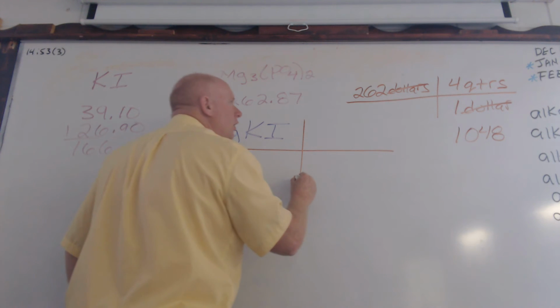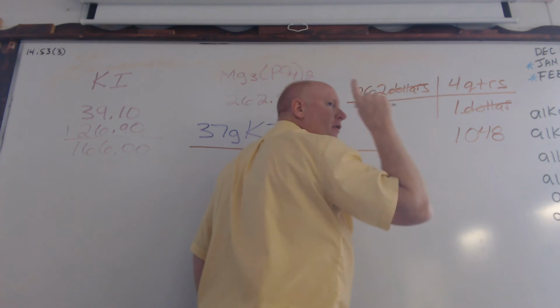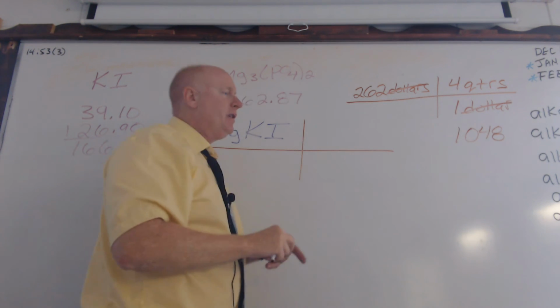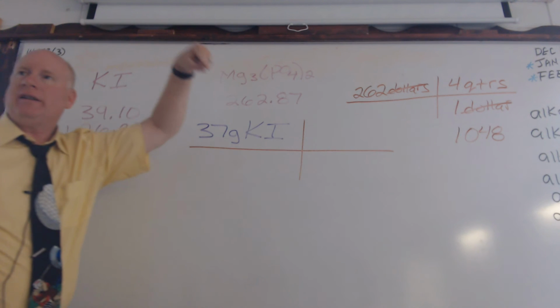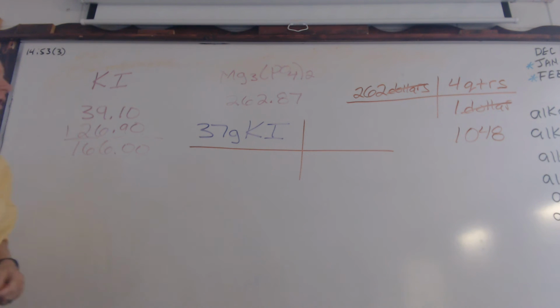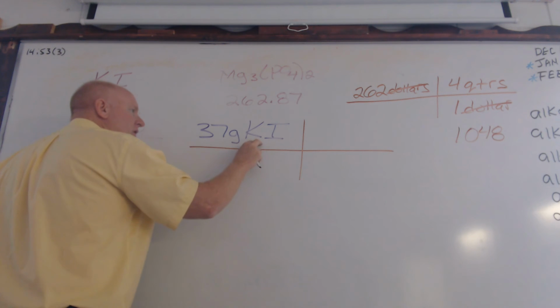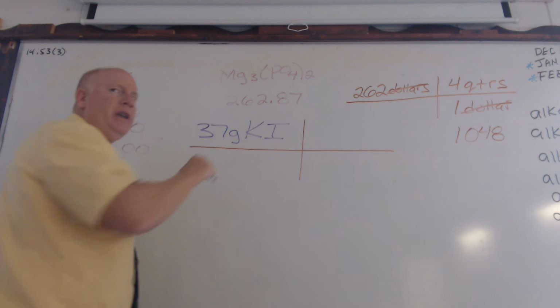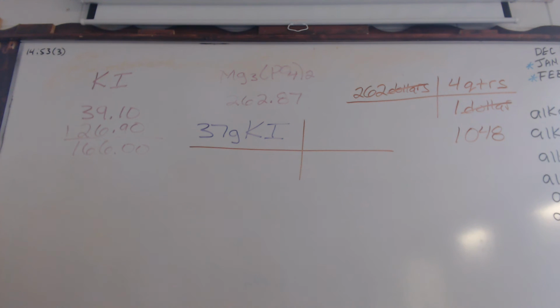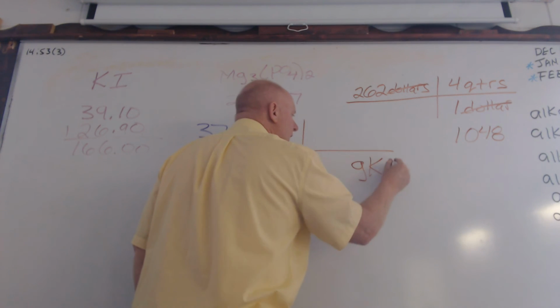So notice if we had dollars on top, where did dollars go in our second step? This is step 1, this is step 2. Dollars went downstairs. So now, if we have grams of potassium iodide upstairs, to cancel that gram out, how do we do that? We put grams on top or the bottom?